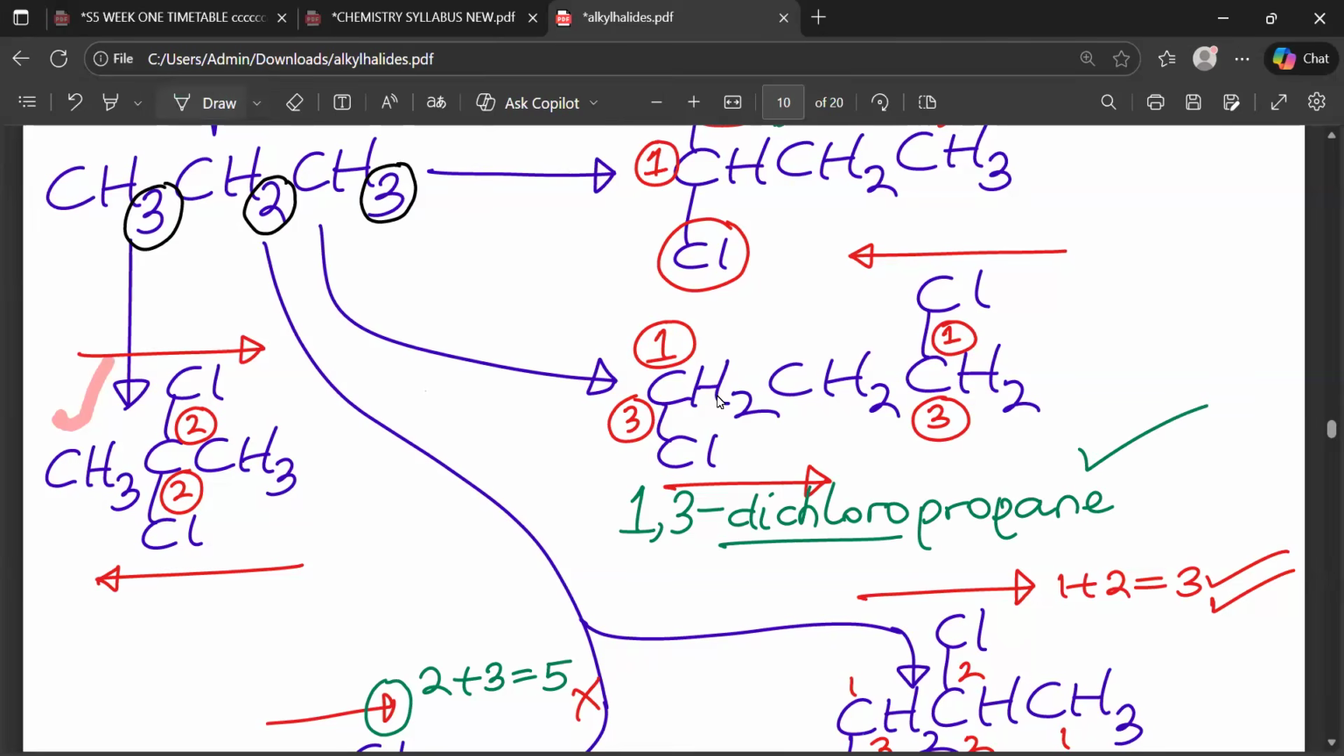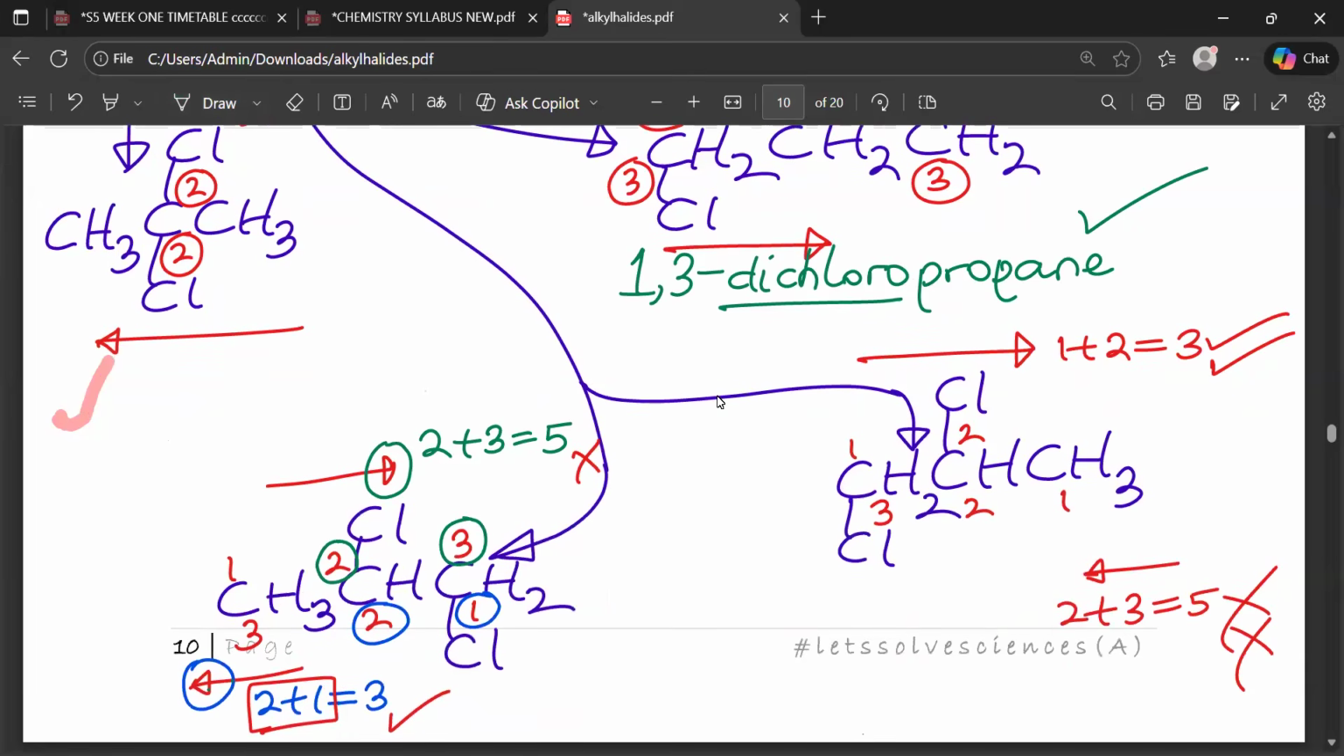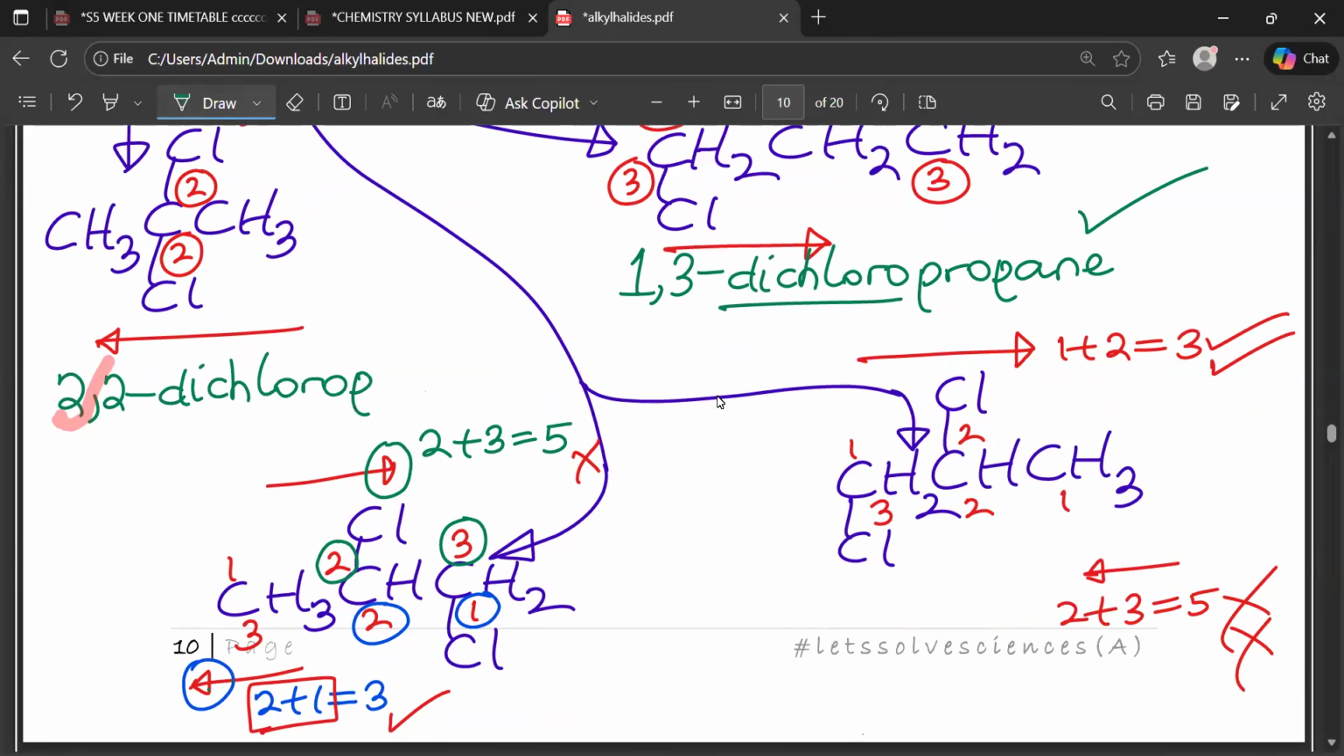We proceed. This one was 2, 2. So you come and say 2, 2. 2 chloros, so you come and say di what? Dichloro. And what are you getting? Propane. Very correct. Hope you know why it is 2, 2. Hope you know why it is dichloro. Hope you know why it is propane.